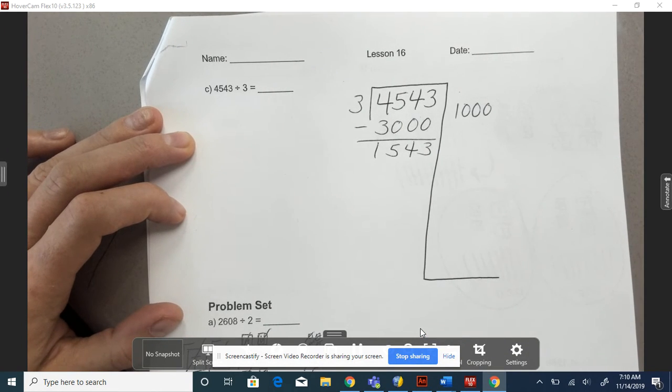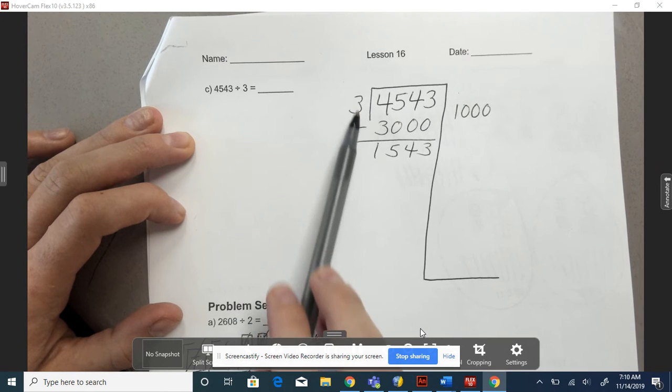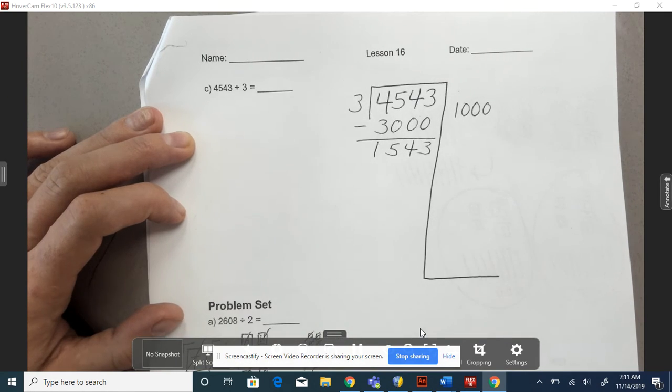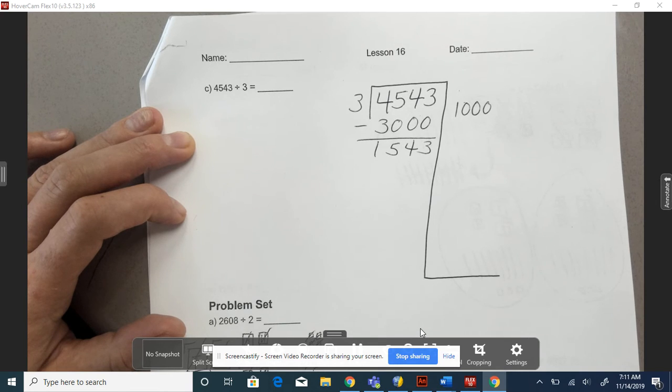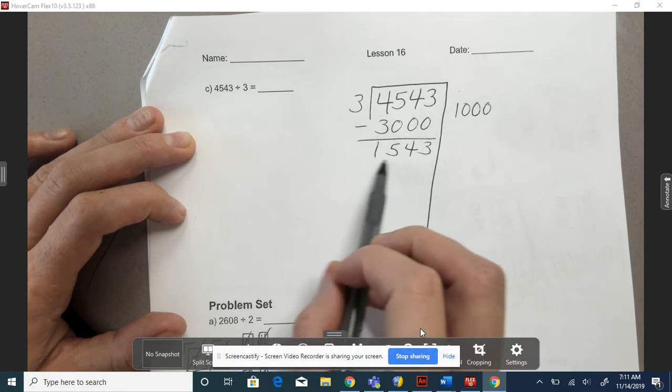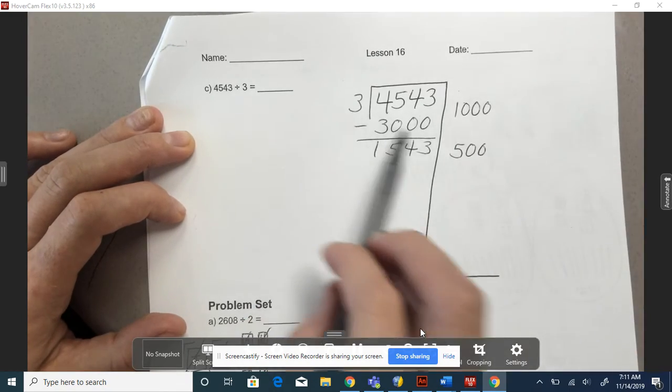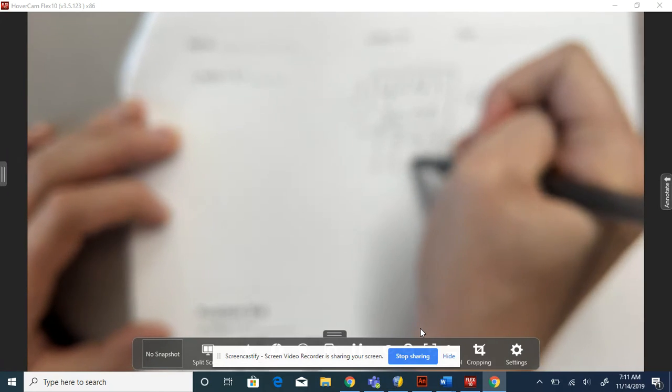Oh, this is similar to the last problem. So I know that 3 times 1,000 is already 3,000, which is too big for 1,000. So I'm going to look for my hundreds now. I have 1,500s. So I'm thinking my basic facts. 3 times 100 is 300. 3 times 200 is 600. 3 times 300 is 900. 3 times 400 is 1,200. So 3 times 500, oh, that's 1,500, which is exactly what we were looking for. So I'm going to write 500 over here. 3 times 500 is 1,500.